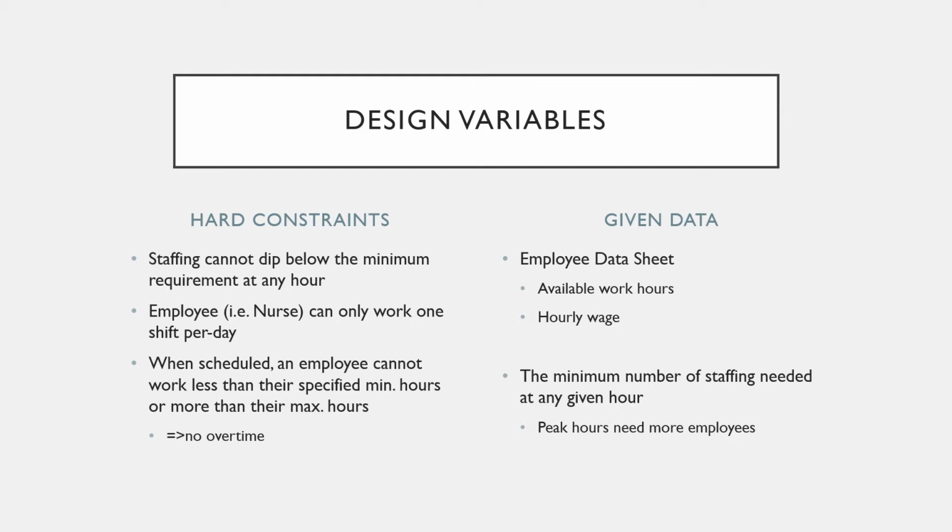Some of the hard constraints include that staffing cannot dip below the minimum requirement at any hour, employees, the nurses, can only work one shift per day, and when scheduled, an employee cannot work less than their specified minimum or maximum hours. The given data will be an employee data sheet with the available work hours, employee's name, and hourly wage. And the minimum number of staffing needed at any given hour will also be provided. Peak hours may need more employees.